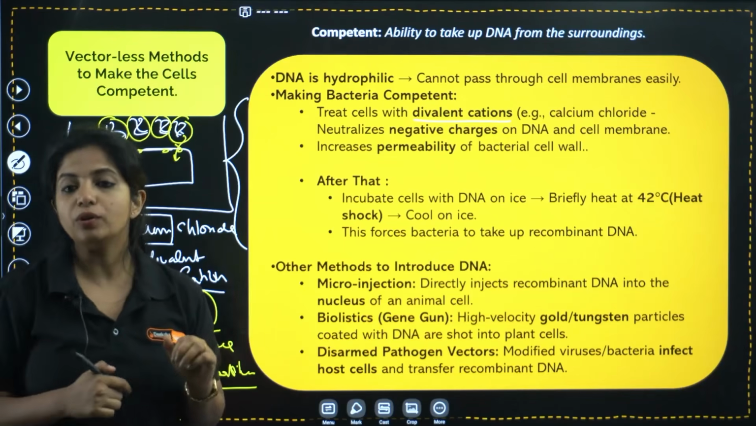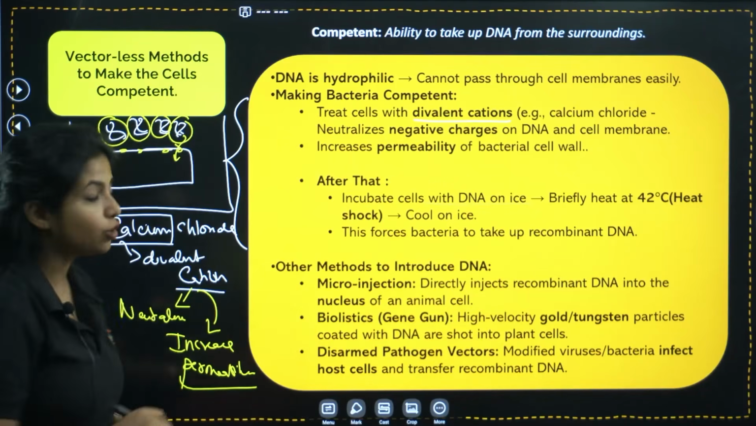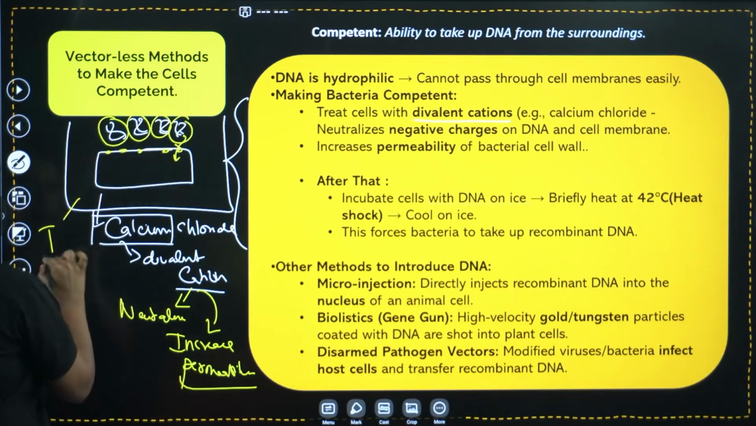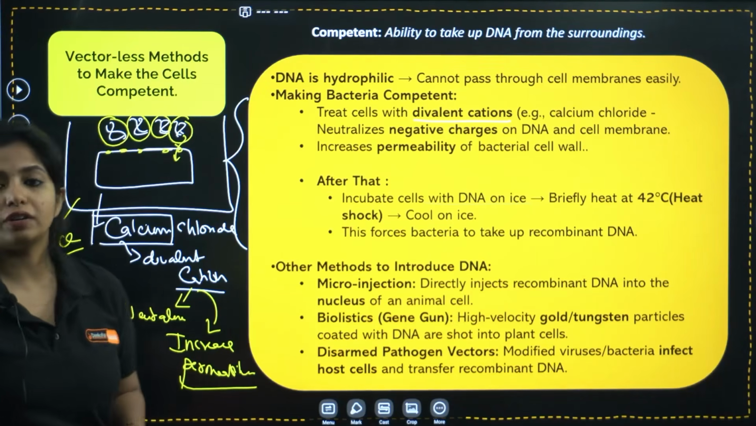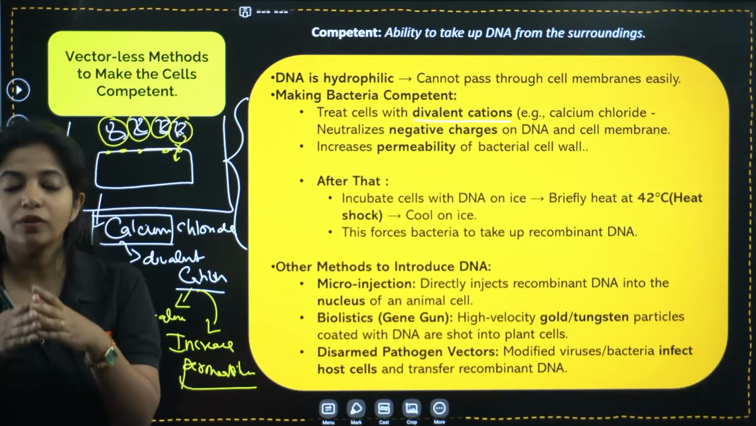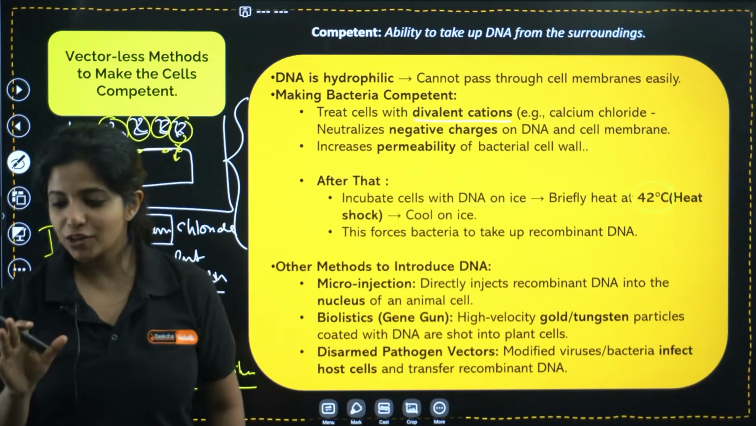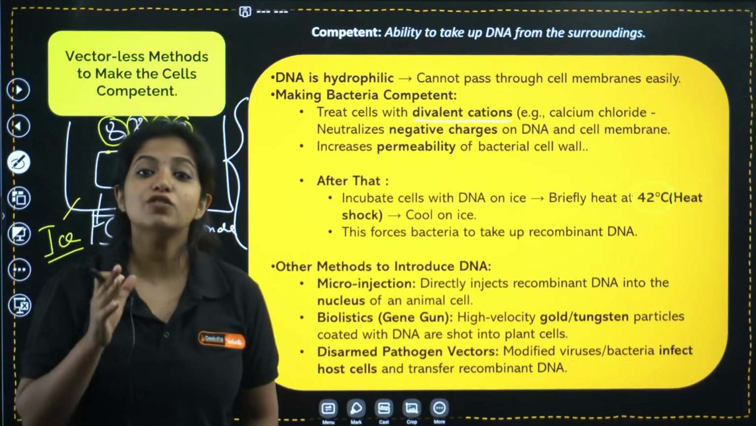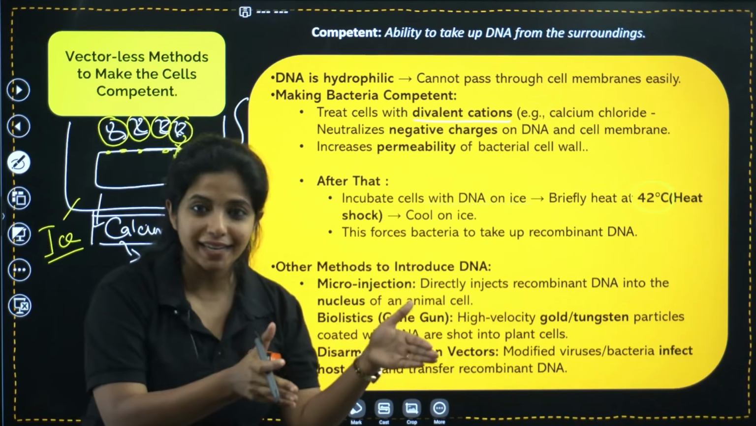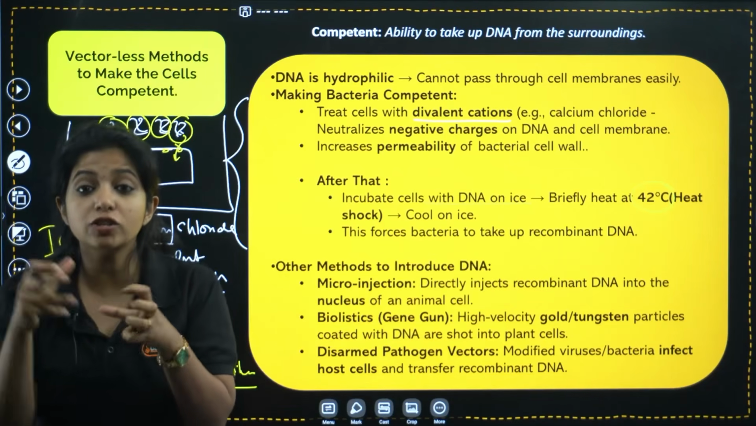First of all, you incubate the cells with DNA on ice. Then, my dear children, you are going to transfer it into a hot medium. Briefly, you are going to heat it at 42 degrees Celsius. That is more than our normal temperature, 42 degrees Celsius, and this is known as heat shock. So from ice, you are now heating it up at 42 degrees Celsius. So it's like a shock.